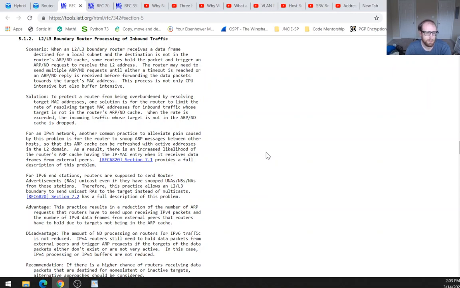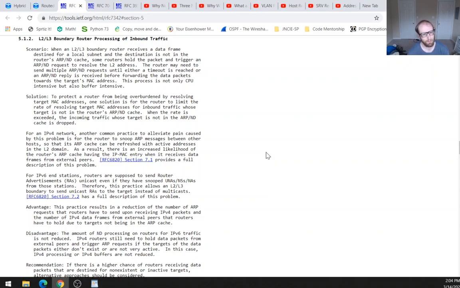This process is not only CPU intensive but also buffer intensive. Solution: to protect a router from being overburdened by resolving target MAC addresses, one solution is for the router to limit the rate of resolving target MAC addresses for inbound traffic whose target is not in the router's ARP/ND cache. When the rate is exceeded, the incoming traffic whose target is not in the ARP/ND cache is dropped.